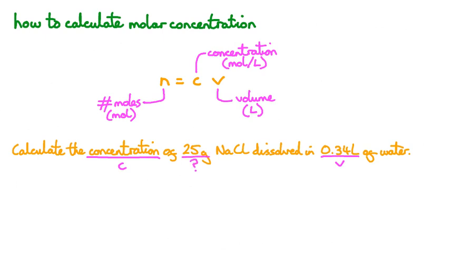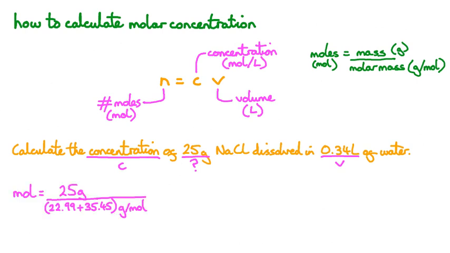Instead, we're given a mass. So we need to convert our mass into the number of moles. To do this, we'll need another equation. The number of moles is equal to the mass divided by our molar mass, where our units are moles, grams, and grams per mole. So to work out the number of moles, we do 25 grams divided by 22.99 plus 35.45 grams per mole. We get these bottom numbers from our periodic table. They are the masses of sodium and chlorine, giving us the molar mass of sodium chloride.